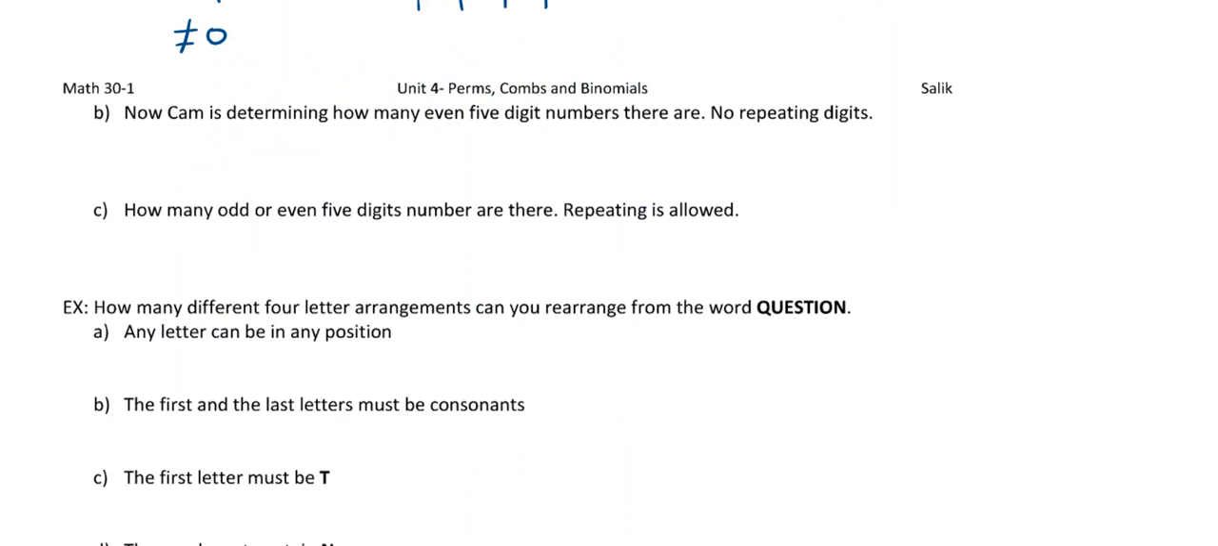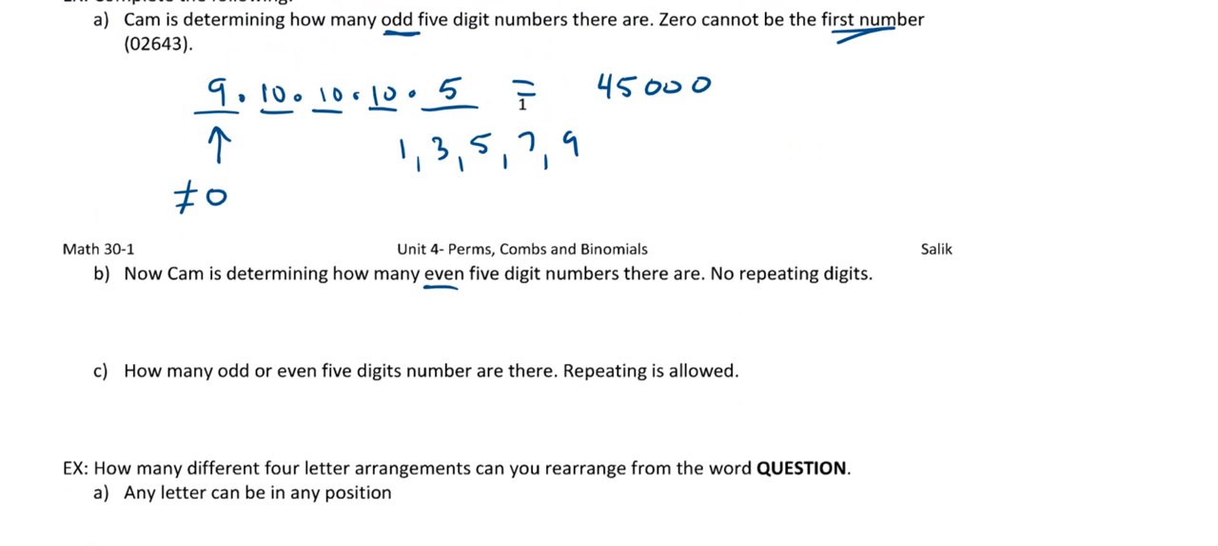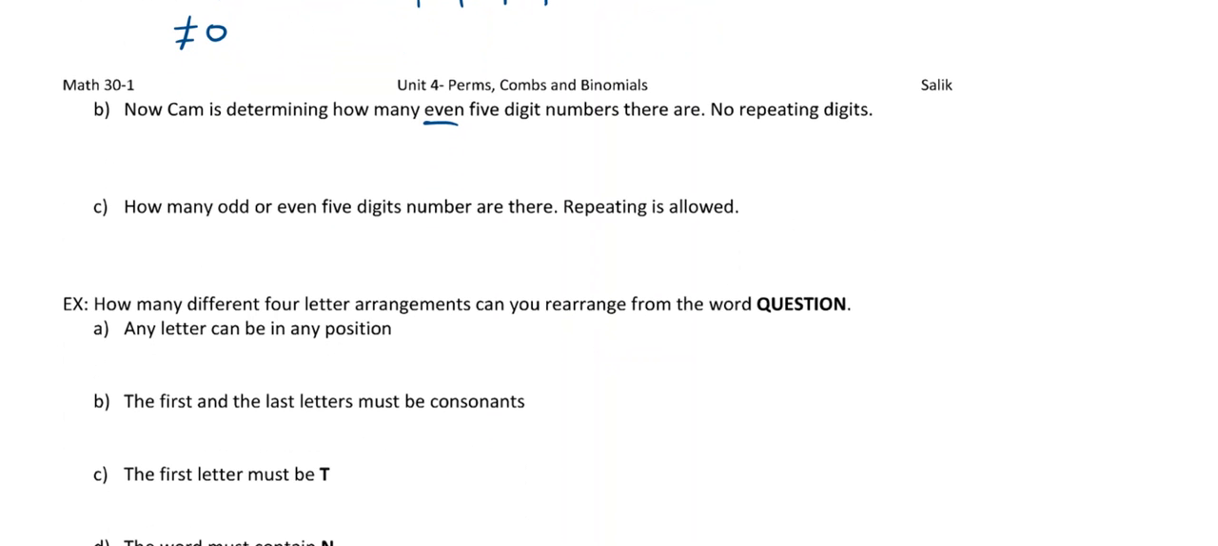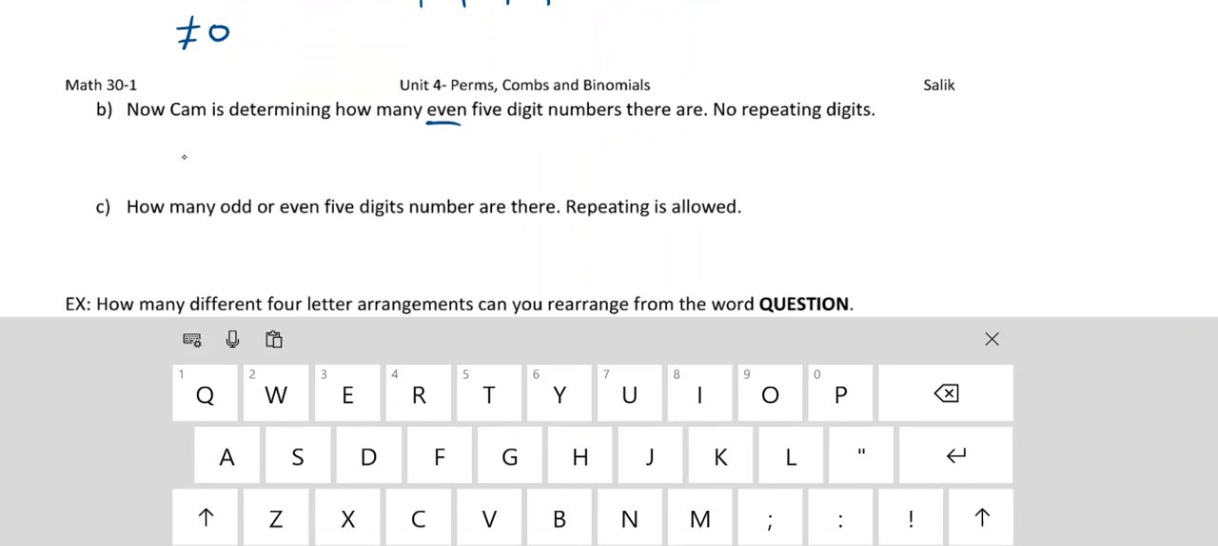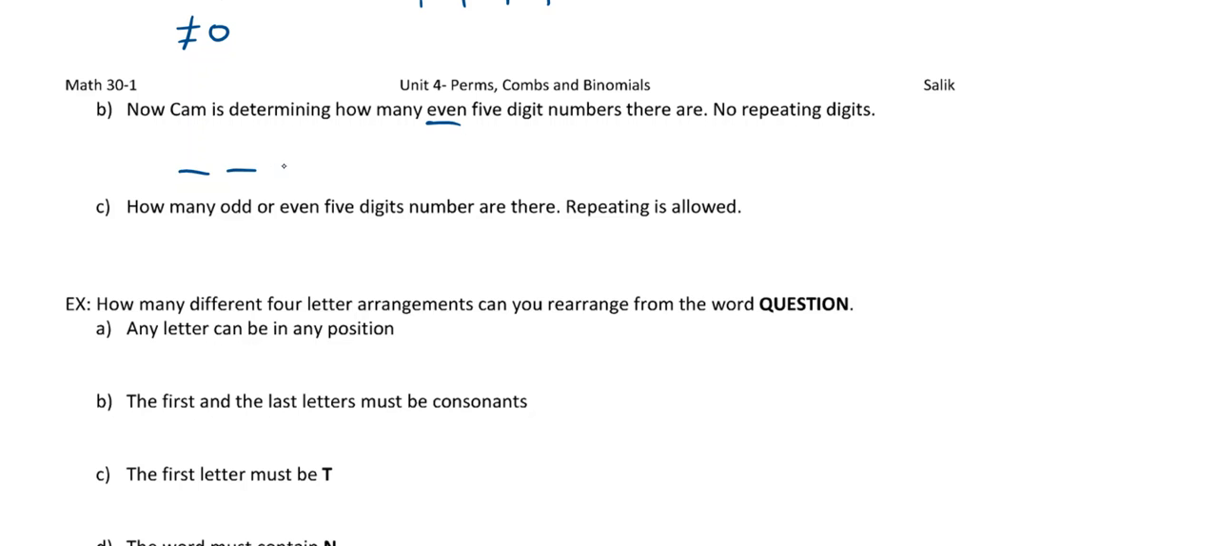Okay, so speaking of tricky questions, this one could be a little tricky in particular. So let's read it first. Now Cam is determining how many even 5-digit numbers there are, and this time there's no repeating digits allowed, right? Last time we were allowed to just repeat, there was 10 for that one, 10 for that one. But this one's going to change. So let's write down our blanks to see what we're dealing with here. 2, 3, 4, 5.